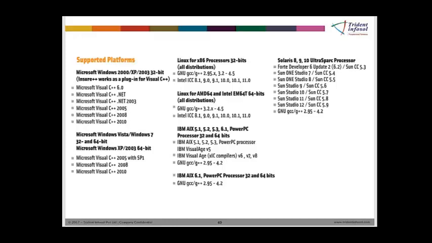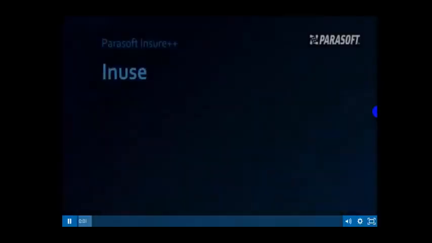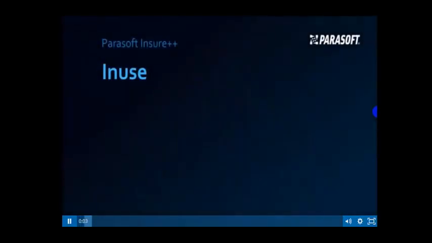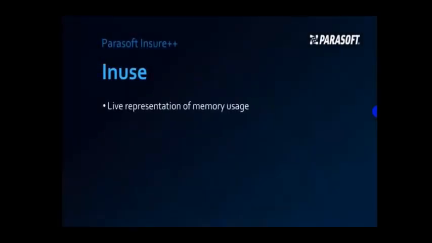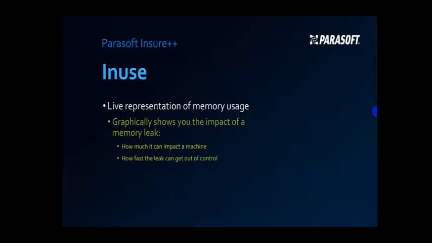A small demonstration for Ensure++. The In Use feature provides you a live graphical representation of the memory in use from your application. This can actually show you the impact of a memory leak occurring in your application. It can show you on the graph how big this leak can affect your machine, and you can also see just how fast it can rapidly go out of control.